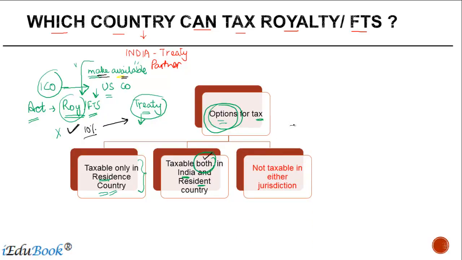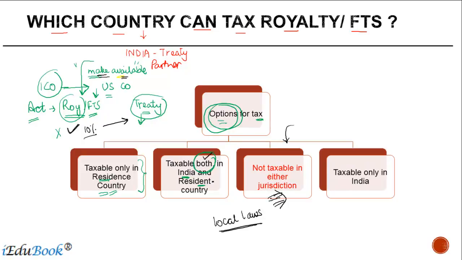Third is a situation where it is not taxable in either jurisdiction. Now, I told you that this is one of the situations which may not arise very often, right? But this could be a situation where India has given up the right to tax a particular royalty or FTS, and by virtue of local laws in the resident country, the royalty or FTS is not charged, right?